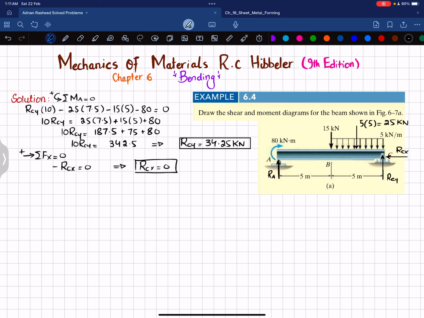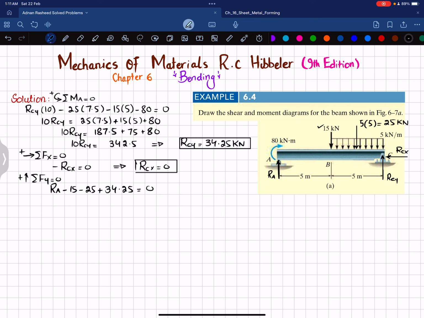Now we are left with RA, and we can find this RA by using the third equation of equilibrium, that the sum of all forces along the y direction must be equal to 0, and upward force is taken as positive. So you can see RA, which is upward, so RA minus this 15 kilonewton minus this 25 kilonewton plus this 34.25 is equal to 0.